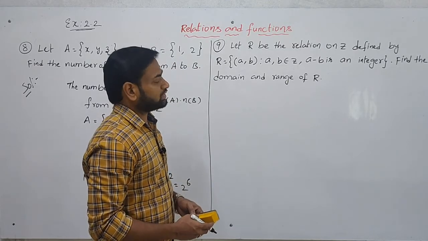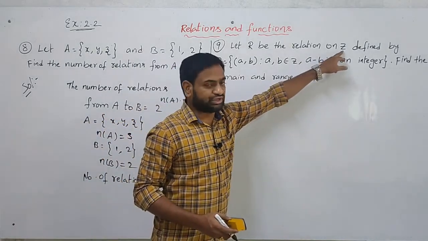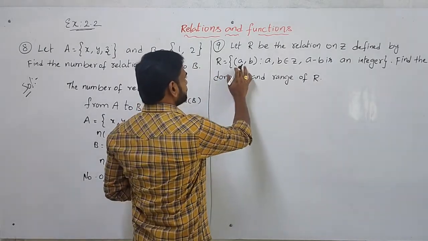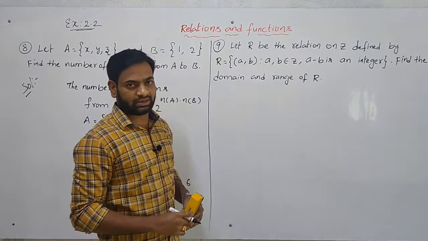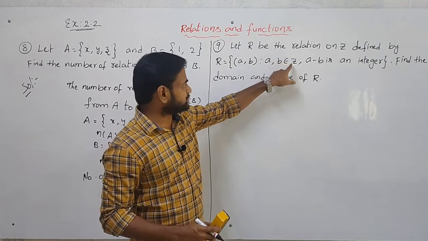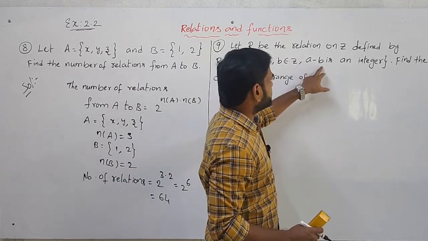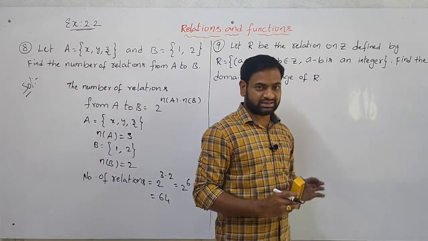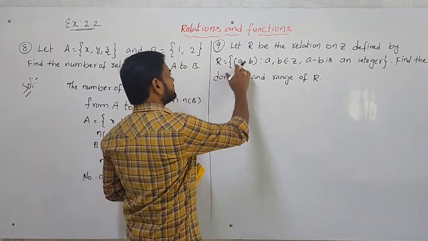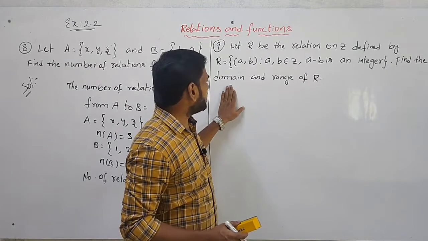Next, the last problem of the exercise, the 9th one. Let R be the relation on Z. Z here means the set of integers. It is defined by the ordered pair (a, b), where the a value and b value we have to take from integers. The relation between a and b is that a minus b is an integer. That means if a minus b is an integer, then (a, b) is in R. Now find the domain and range of R.